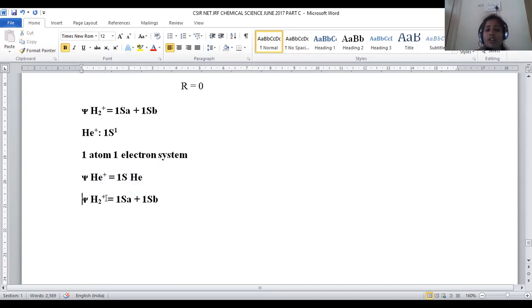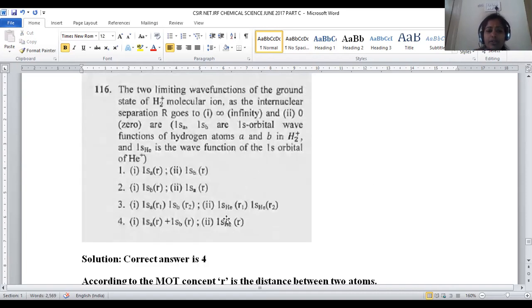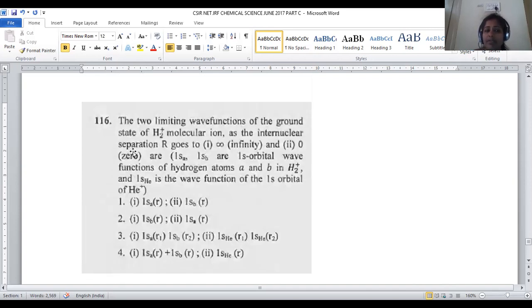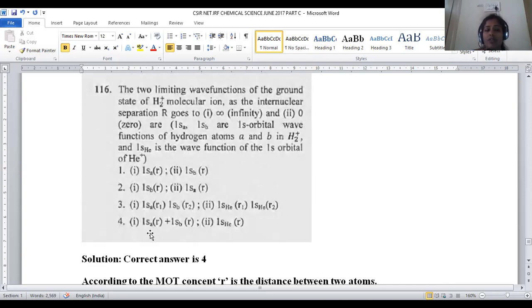But in case of hydrogen molecular cation, the 1s of one hydrogen atom and the 1s of the other hydrogen atom both participate in bonding. That's why for hydrogen you can consider 1sa of one atom plus 1sb of the second atom. In case of helium positive, only the 1s of helium can be regarded. That is provided in option number 4. That's why for question number 116, option number 4 will be the right statement.